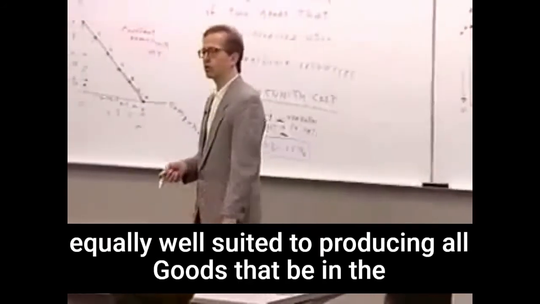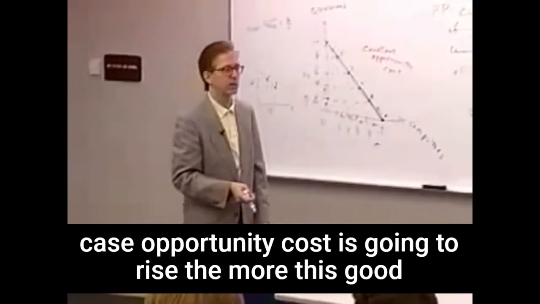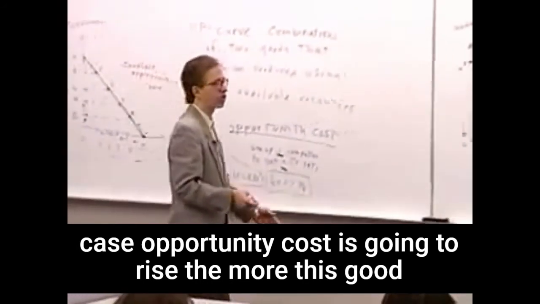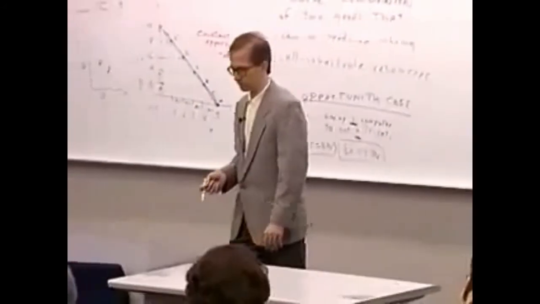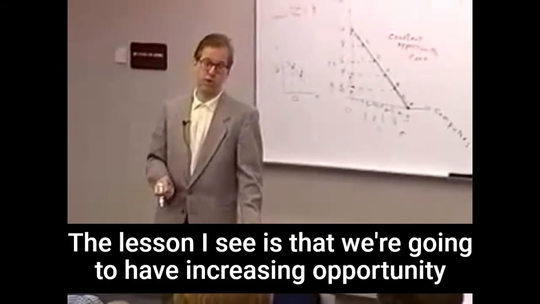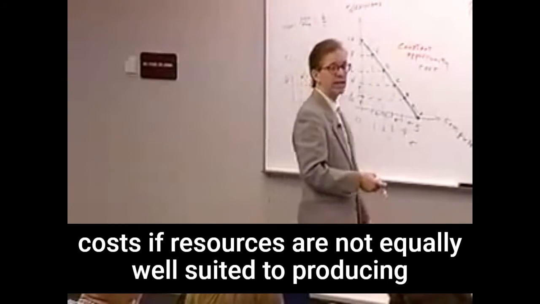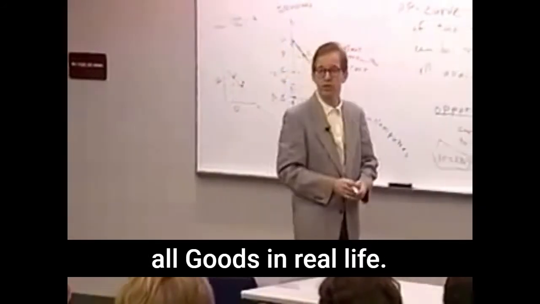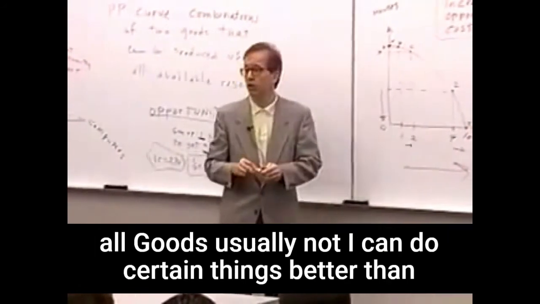Resources are not equally well suited to producing all goods. That being the case, opportunity cost is going to rise the more of this good that we want. Now, what's the lesson here? The lesson I see is that we're going to have increasing opportunity costs if resources are not equally well suited to producing all goods. In real life, do you think resources are equally well suited to producing all goods?